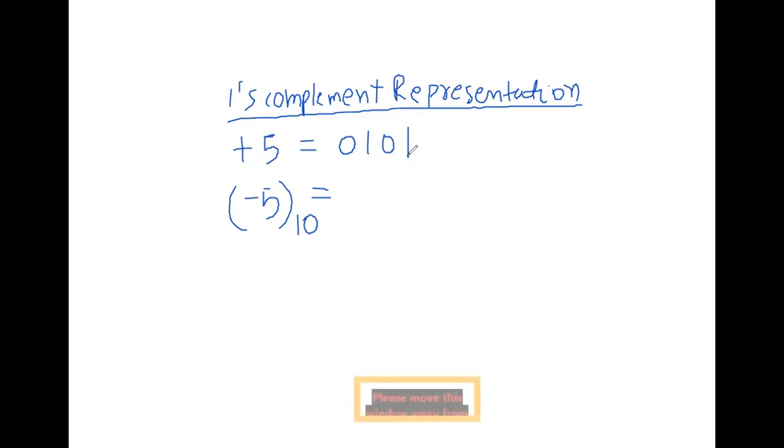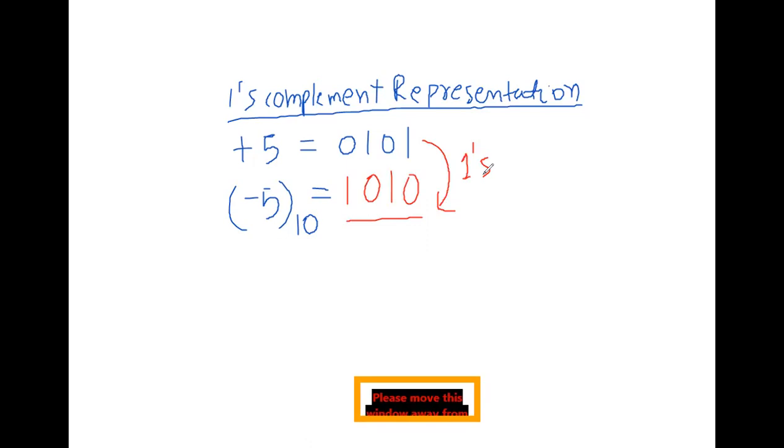What about -5? You have to take the ones complement of +5. Understood? -5 means you have to take the ones complement of +5. This is the rule for ones complement representation. So the answer for -5 will be 1010. It is different from signed magnitude representation. Here we have to take the ones complement only, if you want to do the sign change.